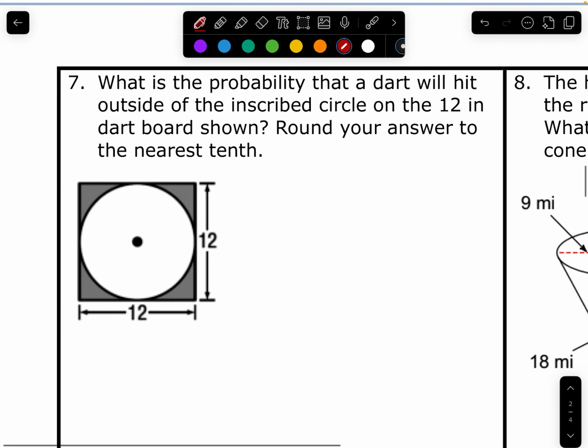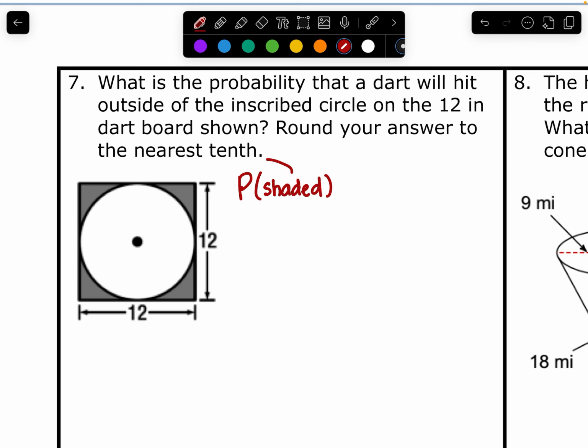Number 7, what is the probability that a dart will hit outside the inscribed circle? All right, so we're basically trying to figure out what's the probability of the shaded region being hit. So the probability of shaded, this part is shaded, equals the area of the shaded region over the area of the whole thing.